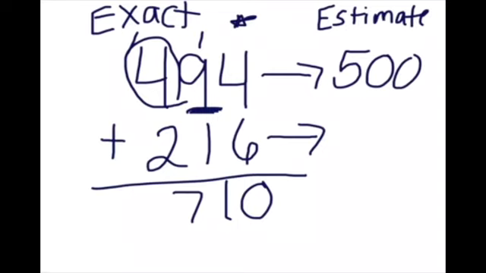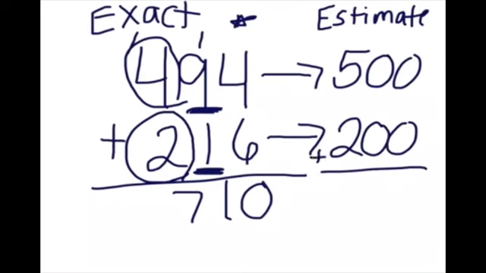I'm going to do the same thing to 216. That's why there's an arrow next to that number. And again, I'm going to look at my tens place, and I'm going to ask myself, is that 4 or lower or 5 or higher? And it's 4 or lower this time, right? Because it's a 1. So what happens to my hundreds place? It stays the same. So for my estimated problem, my new problem is 500 plus 200.